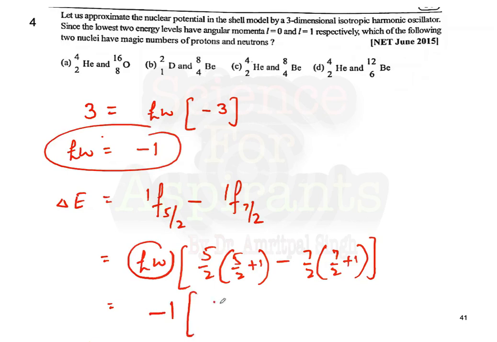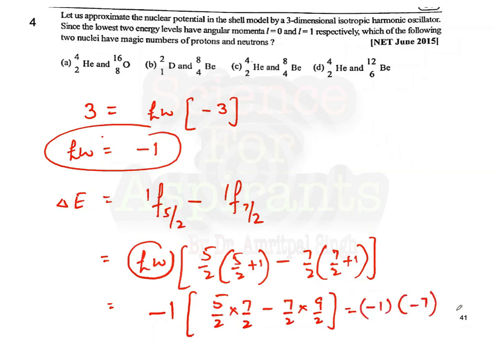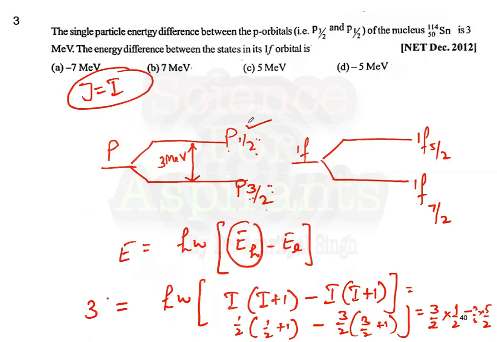And when you solve it, it is 5/2 into 7/2 minus 7/2 into 9/2. So it is coming of the order of -1 into -7, so that is of the order of 7 MeV. So the energy difference for these f orbitals is of the order of 7 MeV.